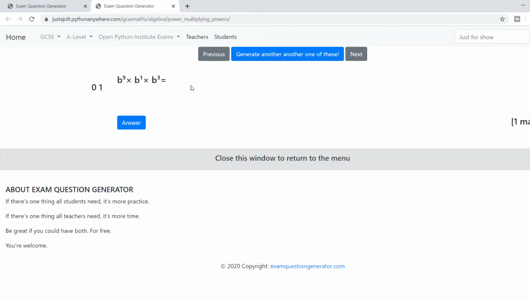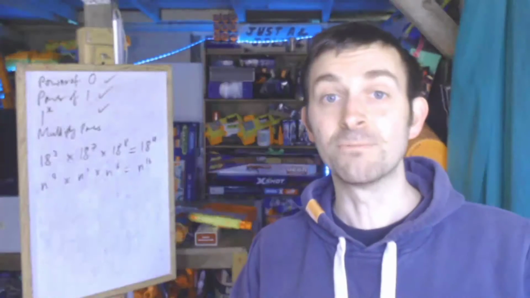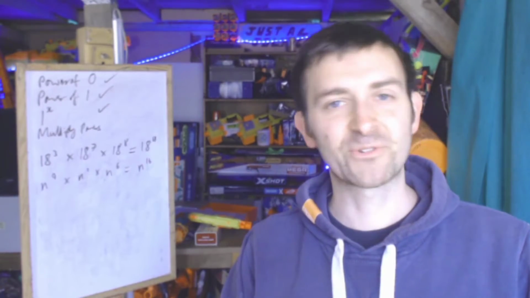Let's do one more together. So this time I'm not even going to write this one out. You've got b to the power of 9 times b to the power of 1 times b to the power of 3. Well, if we just do 9 plus 1 plus 3, that's 13. The answer to that is b to the power of 13. And there's our answer. So now let's move on to the next one where we've got dividing powers.